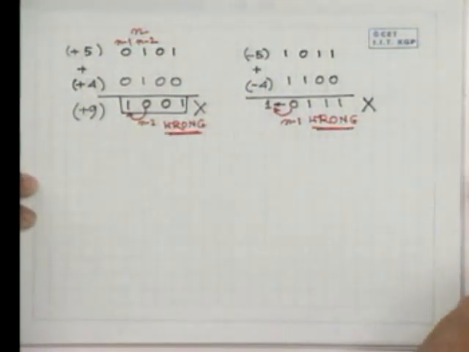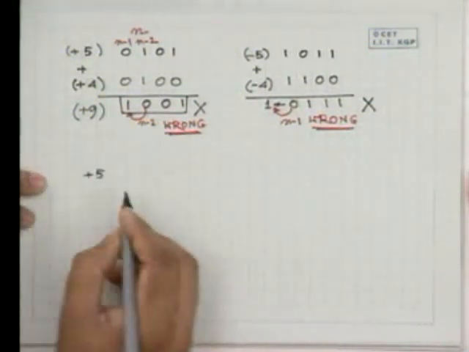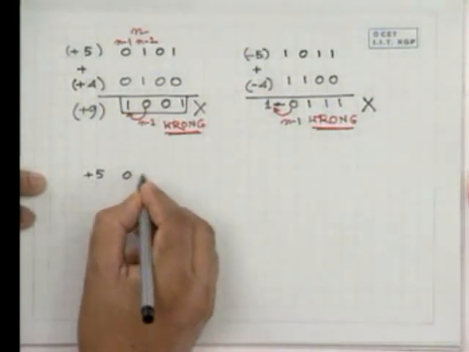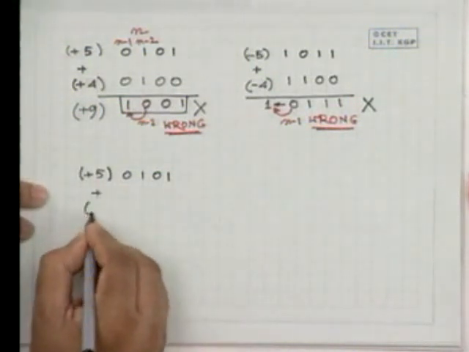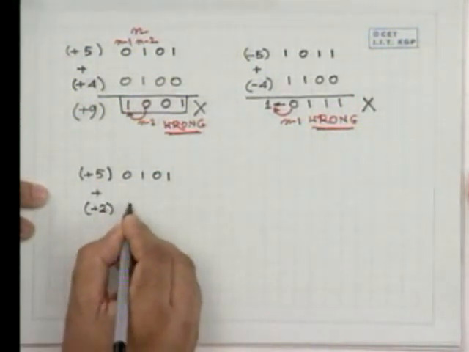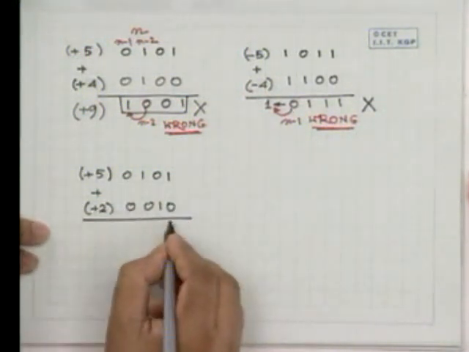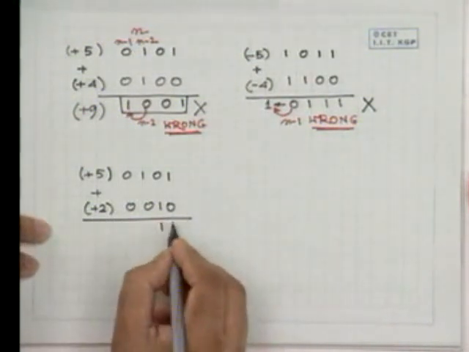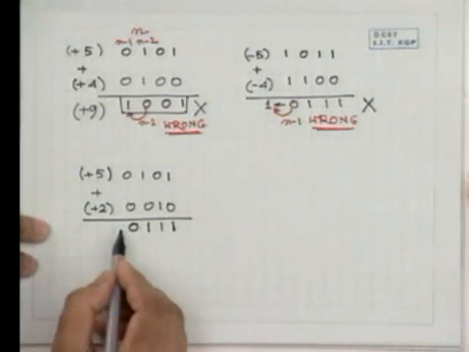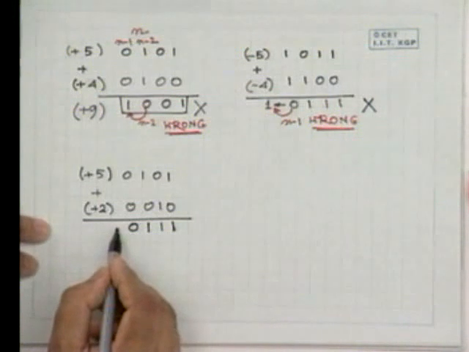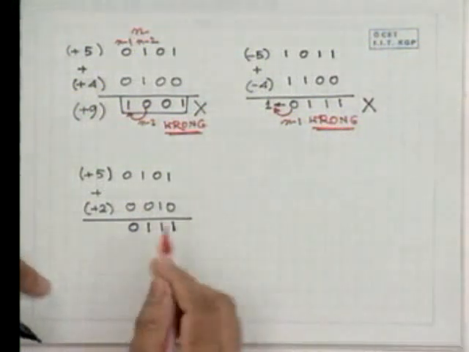Now let us take cases where the answer is right. Say we take plus 5 and it's represented as 0, 1, 0, 1, and say plus 2 is 0, 0, 1, 0. Now if we add it, then we get 0, 1, 1, 1. You see, there is neither a carry out of this position nor a carry out of this position, and we find that the result is correct.